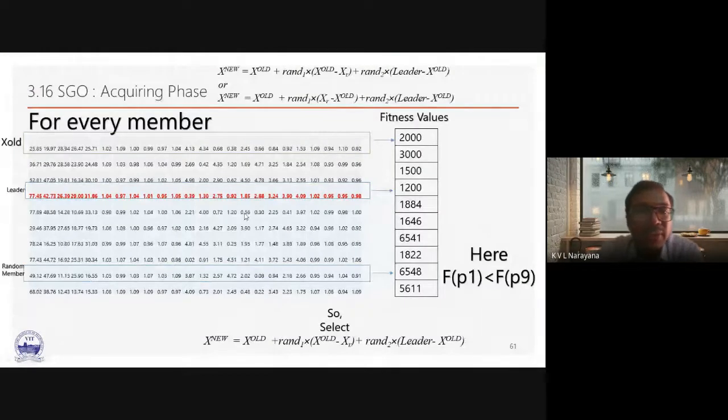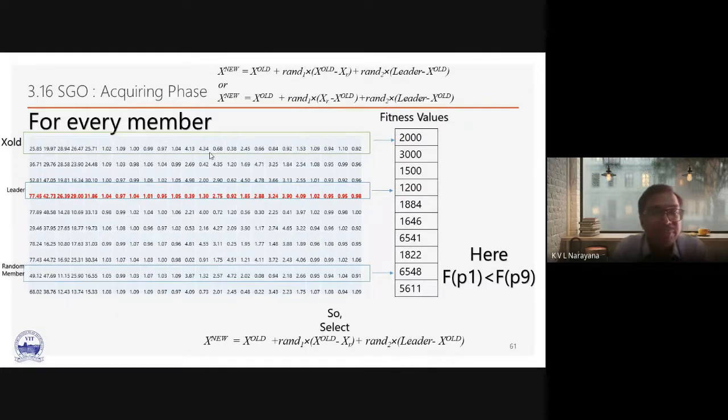So in the acquiring phase, every member will interact randomly with another member. Suppose in a 10 member group, the first member will interact with the 9th member. If the 9th member has more knowledge than the first member, then he gives knowledge to the first member, and his knowledge level is updated. Knowledge level updation is nothing but the solution updation. In every iteration, in every step of the algorithm, the population must be updated. That means the solution must be updated. That is what we are looking for. Every solution must be updated in every step of the algorithm.